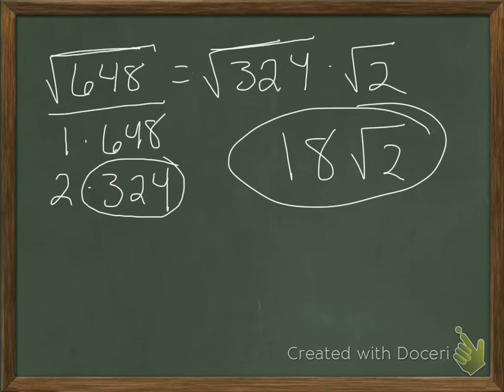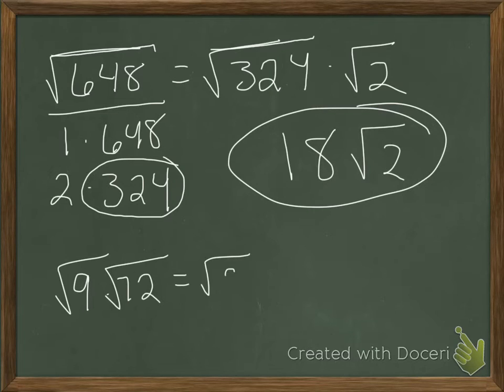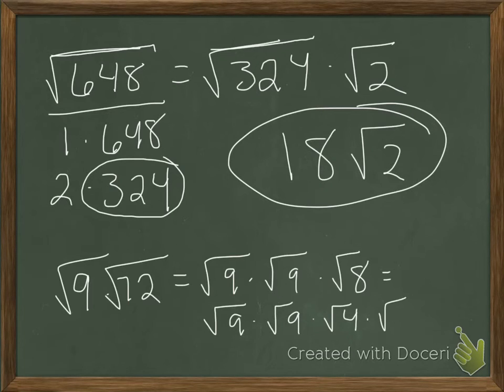648 divided by 4 is 162, which is probably still going to be able to divide by something else. So if I continue down the list, 648 divided by 9 is 72. And I know that 72 can also be factored. I know there's also a 9 in the 72, so that would be the same thing as saying the square root of 9 times the square root of 9 times the square root of 8, because 72 is 9 times 8. Well, then the square root of 8 would be the same thing as the square root of 4 times 2, so then that would be the square root of 9 times the square root of 9 times the square root of 4 times the square root of 2.